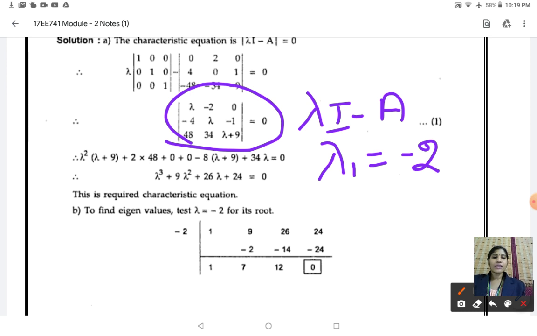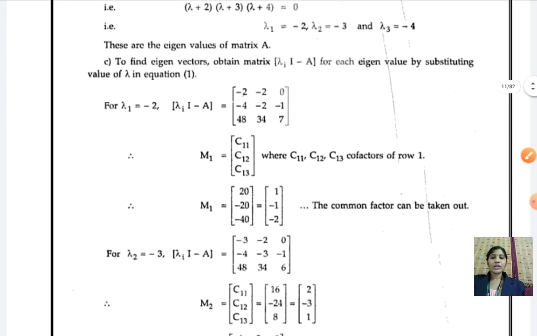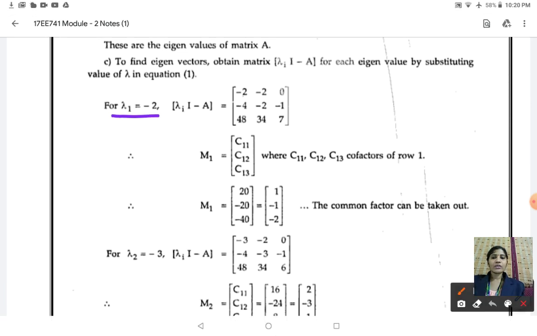So when you substitute lambda 1 equal to minus 2, here you will be getting minus 2, here you will be getting minus 2, and in the place of lambda plus 9, you will be getting 7. Okay, 7, 8, 9. Now this is your lambda I minus A at lambda 1 equal to minus 2.